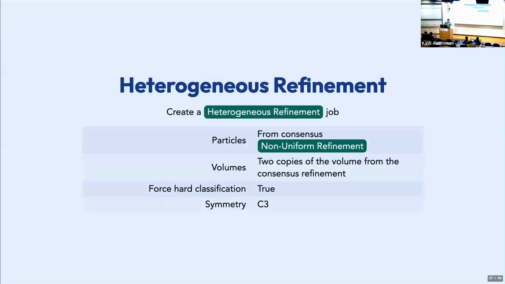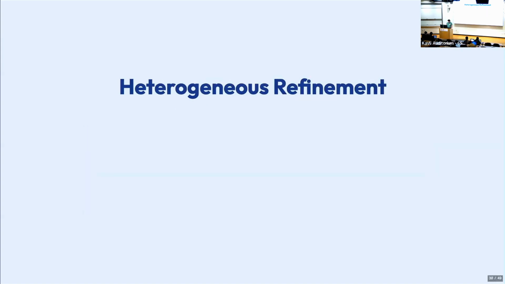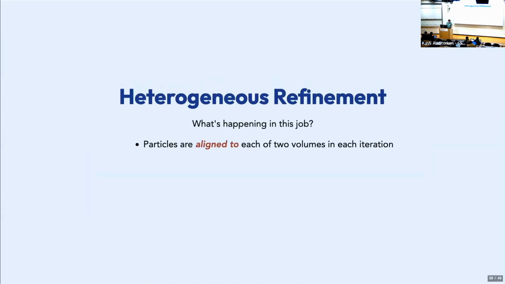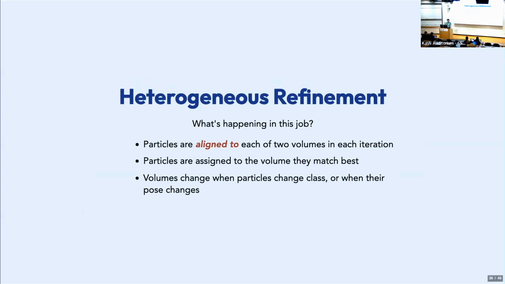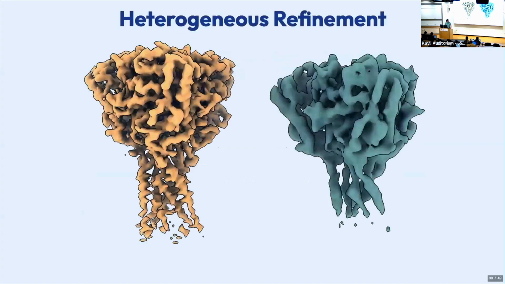Okay, so because we're doing a lot more degrees of freedom here, right? In this job, the particles are now going to be aligned to each of those 2 volumes every iteration. And since we gave identical volumes in the beginning, they're going to be forced to be randomly assigned at first, but then as the iterations proceed and the volumes diverge, they'll be put into only whichever one they match better. So the volumes will change when particles change class or when their poses change, okay? Here's the result. Whoa, okay, there was some junk in the particle stack still.